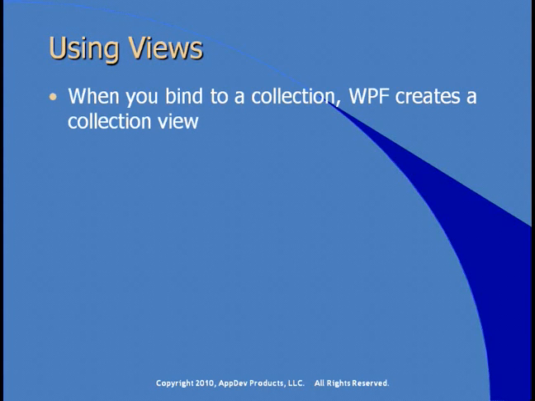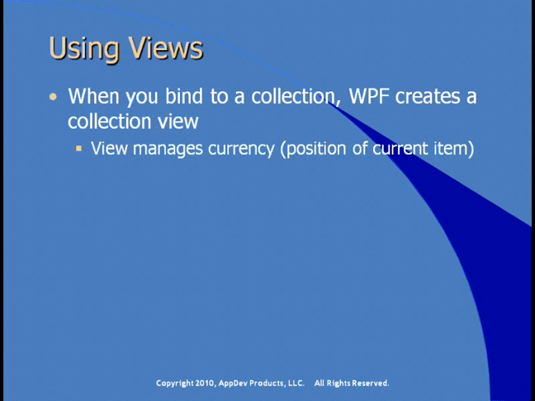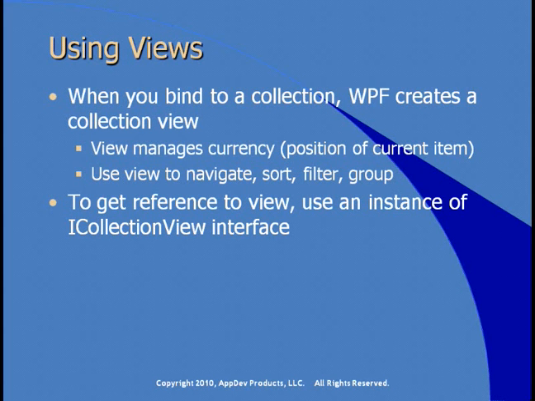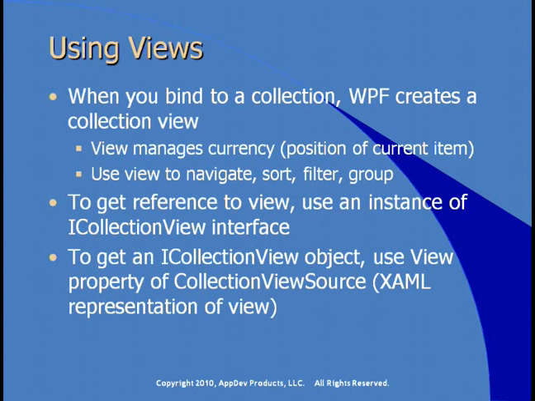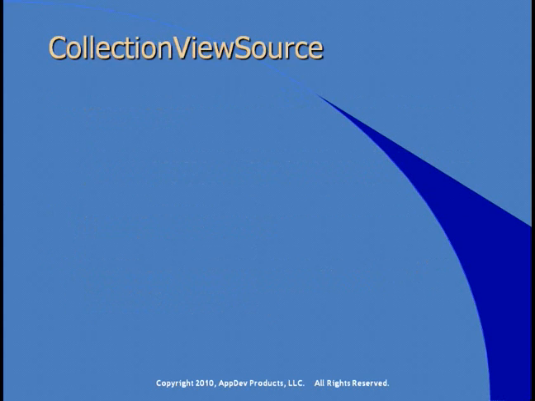When you bind to a collection, WPF creates a collection view. And that view manages currency, which is the position of the current item. And you can also use views to navigate, sort, filter, and group. So if you want to do these things in code, then you need to be able to get a reference to the view. And to do that, you can use an instance of the ICollectionView interface. And to get an ICollectionView object, you can use the View property of the CollectionViewSource, which is the XAML representation of the view. So let's look at CollectionViewSource in a little more detail.